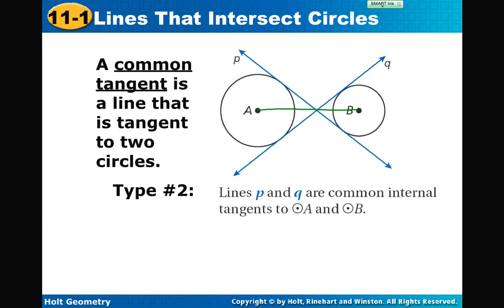So there's some confusing terminology here, and what you need to look at as you're trying to unwind it in your head: are we talking about the lines being tangent or the circles being tangent? And then is it internal or external? Is it like inside or between? Or is it outside of?